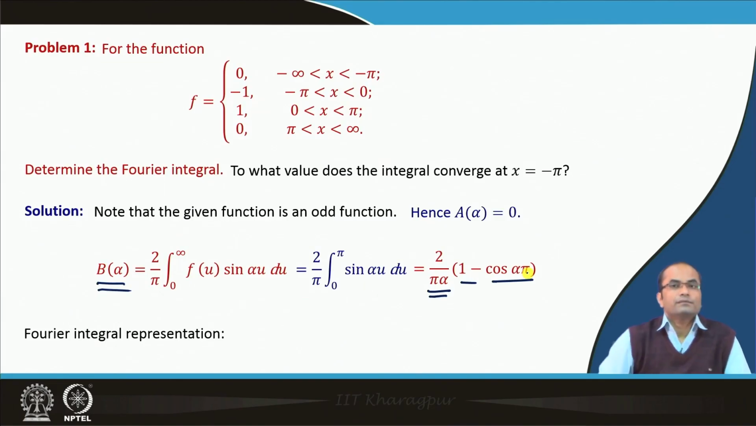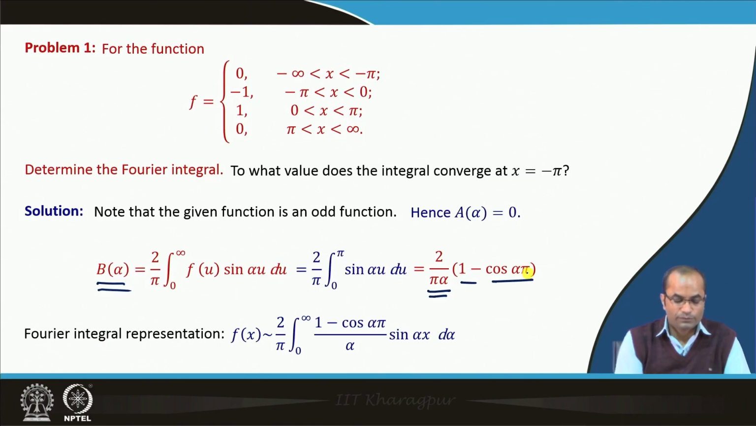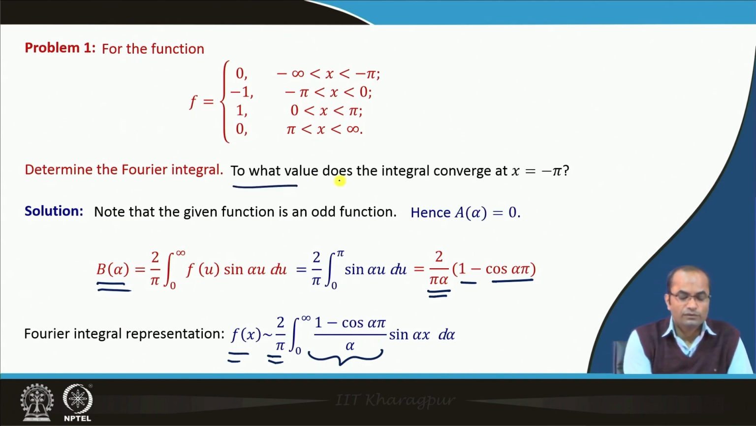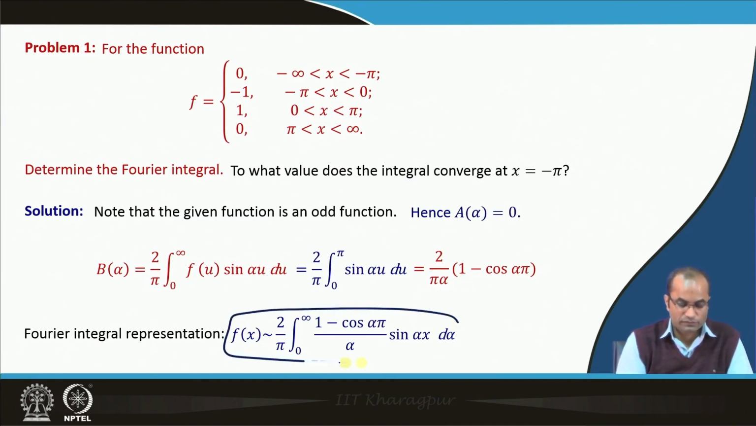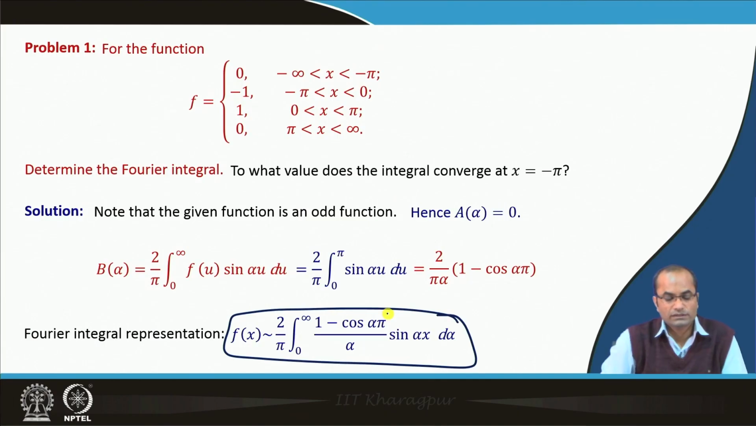The Fourier integral representation, because a(alpha) is 0, is rather simple: f(x) is given by the integral of 2 over pi times 1 minus cos alpha pi over alpha, times sine alpha x, d alpha. And now, the question is to what value this integral converges. So, we have the Fourier integral representation of the function. Now, the question is to what value the integral converges at x equal to minus pi.